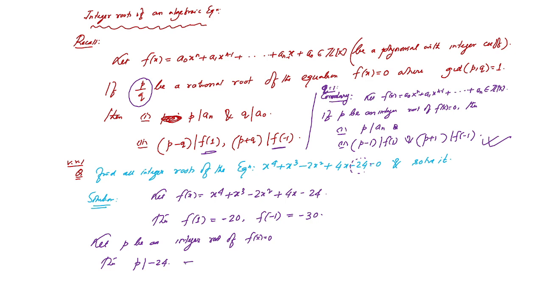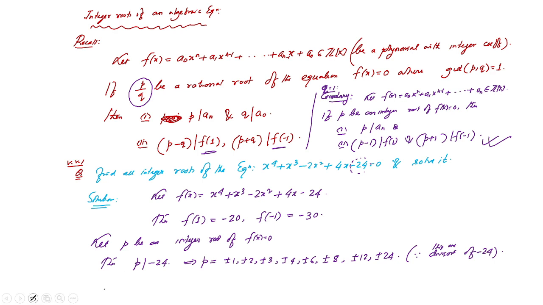So that implies, what are the possibilities of p? p may be plus minus 1, plus minus 2, plus minus 3, plus minus 4, plus minus 6, plus minus 8, plus minus 12, and plus minus 24. These are the possibilities, since these are the divisors of 24, or you can say minus 24.